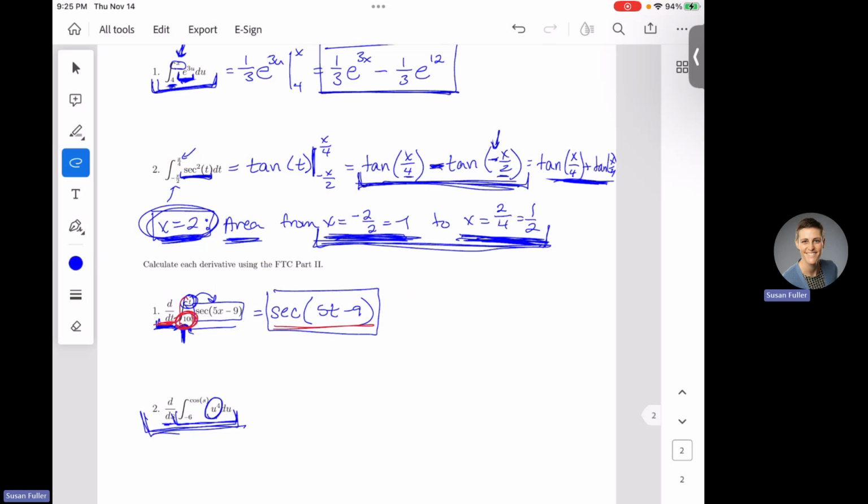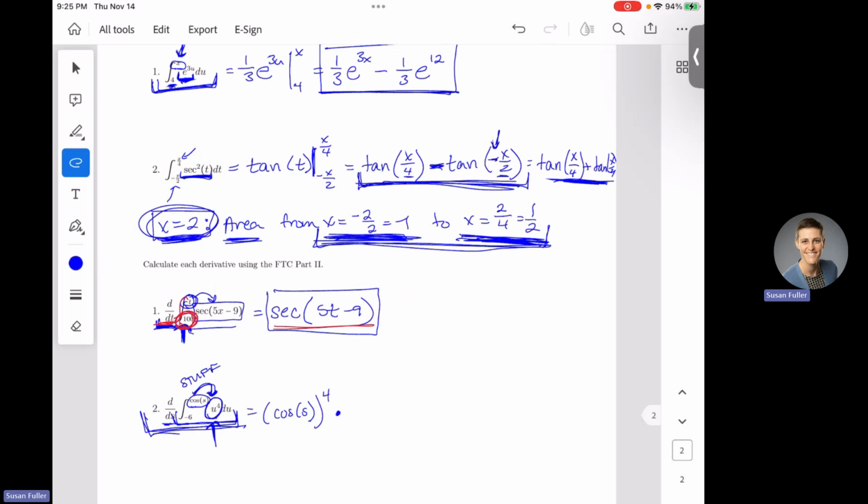And because I have a variable up here, this is an area function, and so I'm going to end up plugging that variable bound in. But my variable bound is not just the variable by itself, it's a function. It is stuff. So what I'm going to get out of this is this function here with my stuff plugged in. So I'm going to get the cosine of s plugged in for u to the fourth.